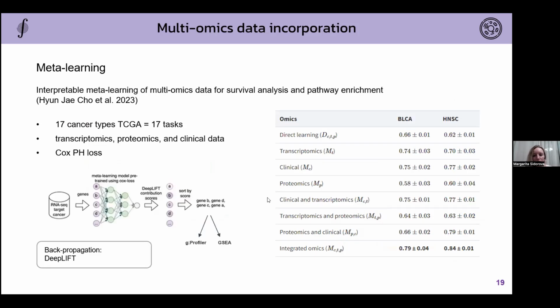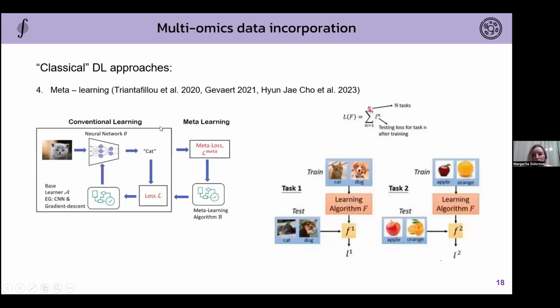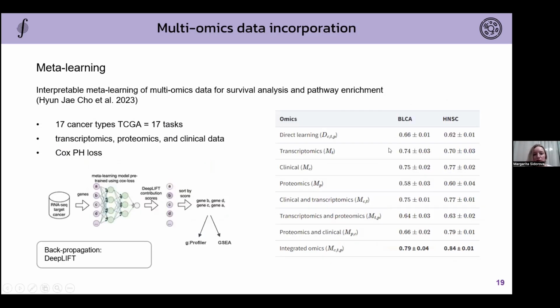Well, let's talk about one, I think, great article where meta-learning was used. It is called Interpretable Meta-Learning of Multi-omics Data for Survival Analysis and Pathway Enrichment. Here they used 17 different cancer types from the TCGA database, and each cancer type was a task. Like here we have animals and fruits, for example, but there we have different data sets of cancers. And as the multi-omics data, they had transcriptomics, proteomics, and clinical data.